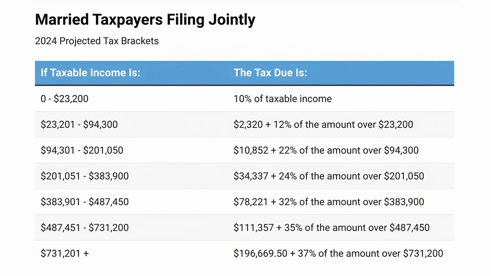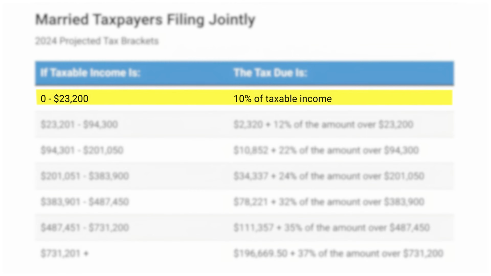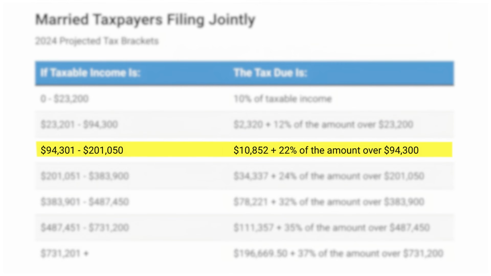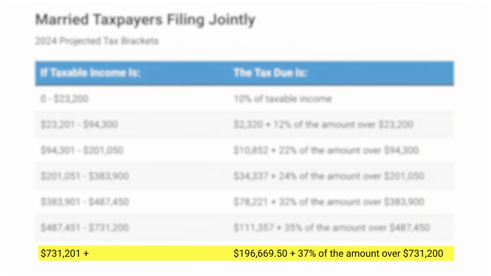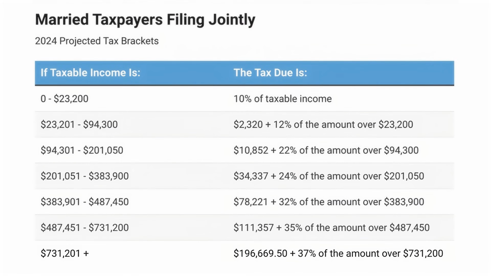So the numbers here are, you're starting all the way from 0 to 23,000 in taxable income. It's 10%, and then it continues to go up into the top tax bracket of over $700,000, which gets you to 37%. And so what does that mean? It means in order for you to get to the 37% tax bracket, you have to be making over $700,000 in taxable income. Okay, that's for individuals, non-trusts.